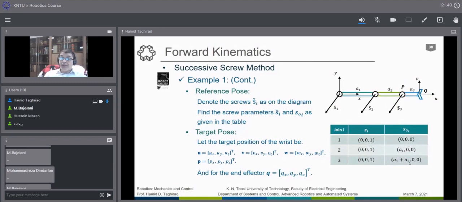And what are the joint variables here? What are the variables that are changing? Of course, we have theta 1, theta 2, and theta 3. By this means, as you see, we have a number of parameters being set.